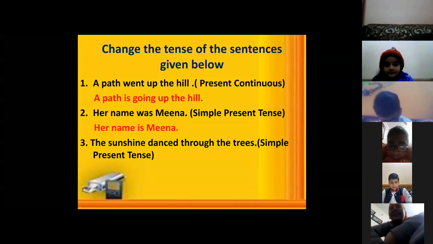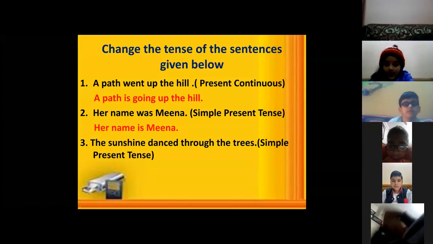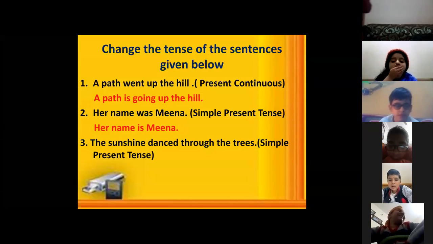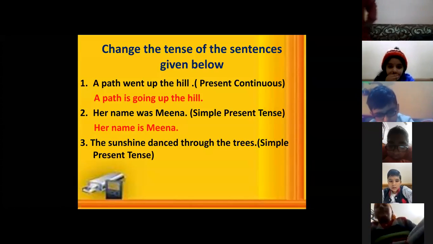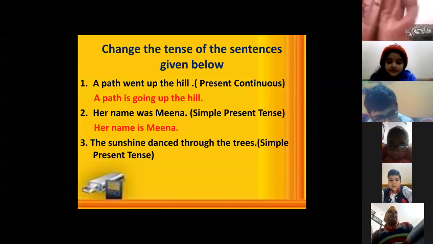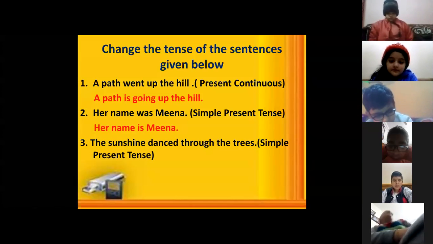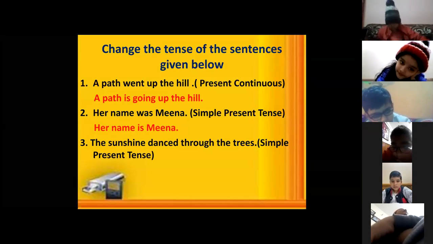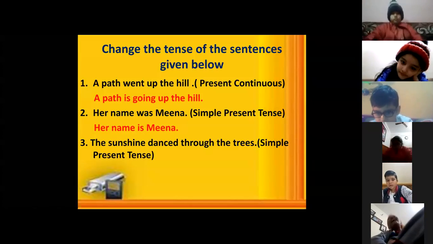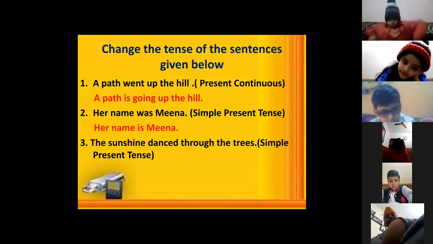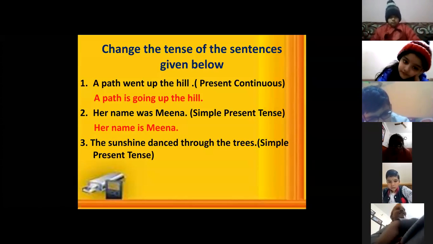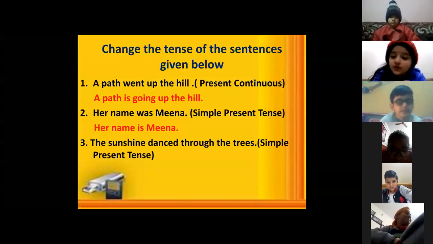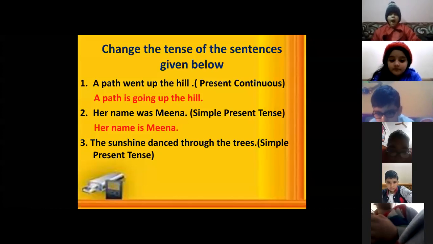Okay, next. The sunshine danced through the trees. You have to convert this into simple present tense. The sunshine danced through the trees. And in simple present tense, what do we use? We use the first form of the verb. We just discussed it. And the verb here is danced, right? So change it into simple present tense by converting danced into the first form.